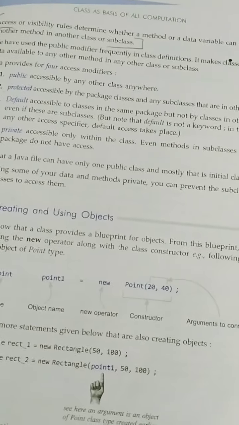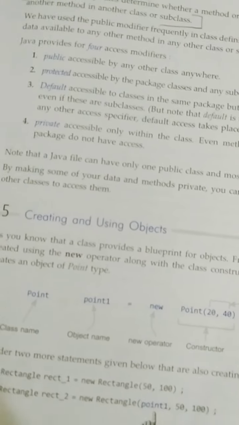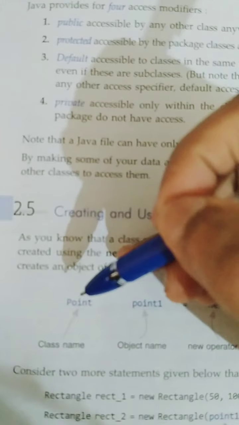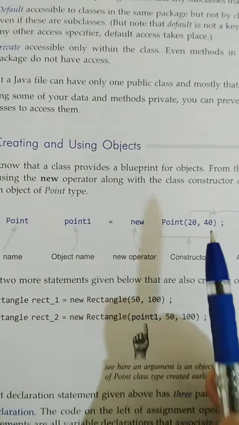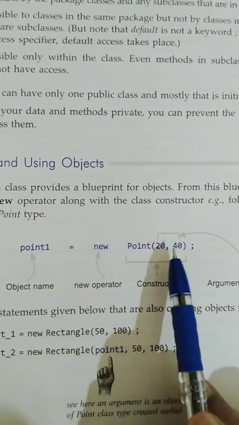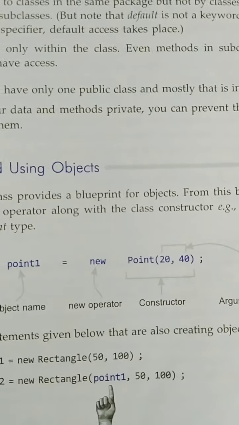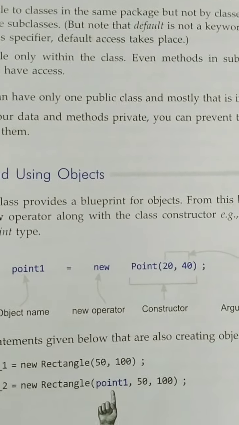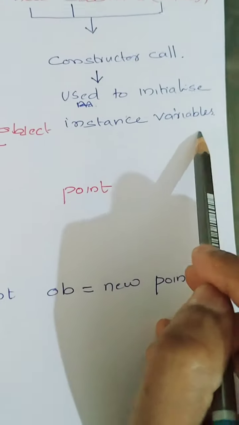So what are these things? In the syntax, I am going to explain what they are. First, this is your class name, then the object name. New is an operator to create an object, and this is a constructor call. New Point() means it's a constructor call. A constructor is used to initialize instance variables.